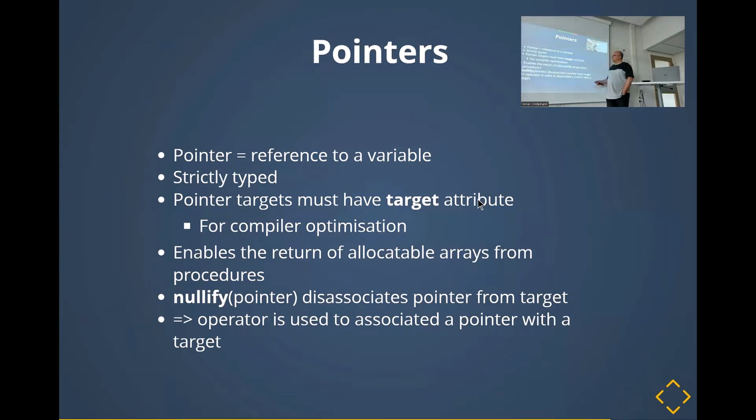Using pointers, you can, for example, return allocatable arrays from procedures. So if you allocate something in a subroutine, using pointers, you can actually return it out. In modern Fortran, you don't have to use it for this, but this is a way of doing that. There is a separate statement called nullify to disassociate the pointer from a target. And the equal sign greater than here is the pointer operator to actually associate the pointer with the target.